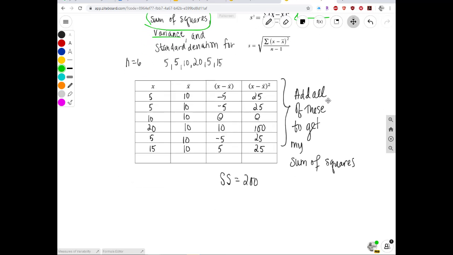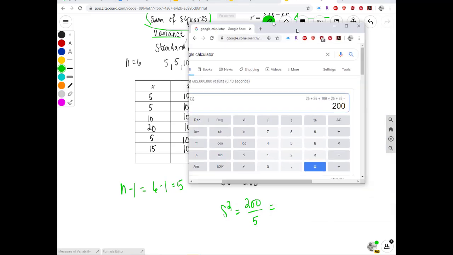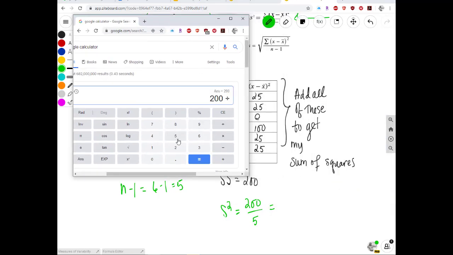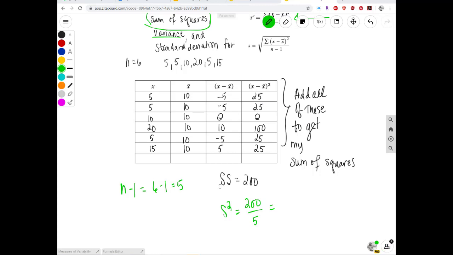Okay, so my sample size minus 1 is 6 minus 1, and that's 5. So to find the variance, S squared, I'm going to take 200 divided by 5. And if I divide 200 by 5, I get 40. So my variance is 40.